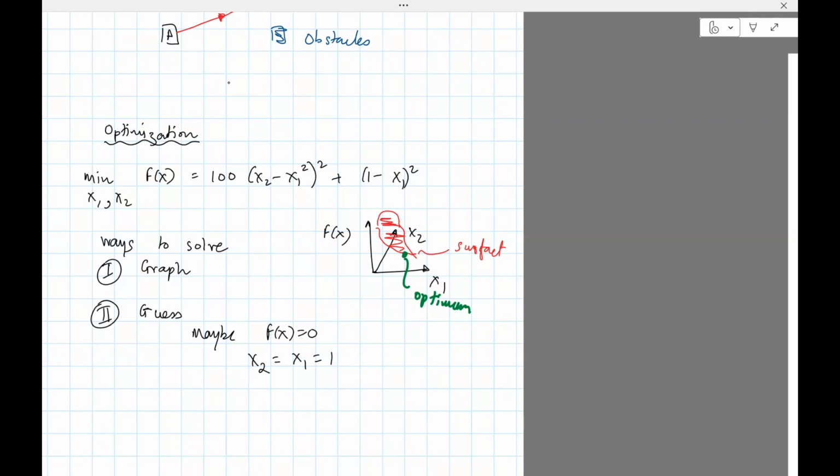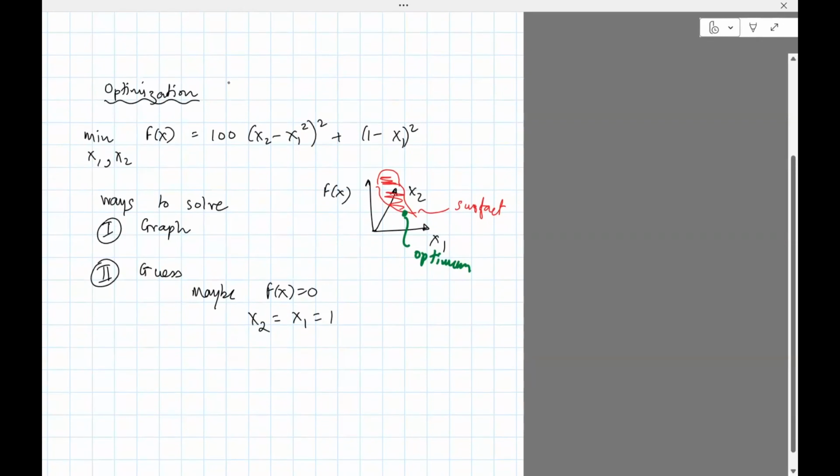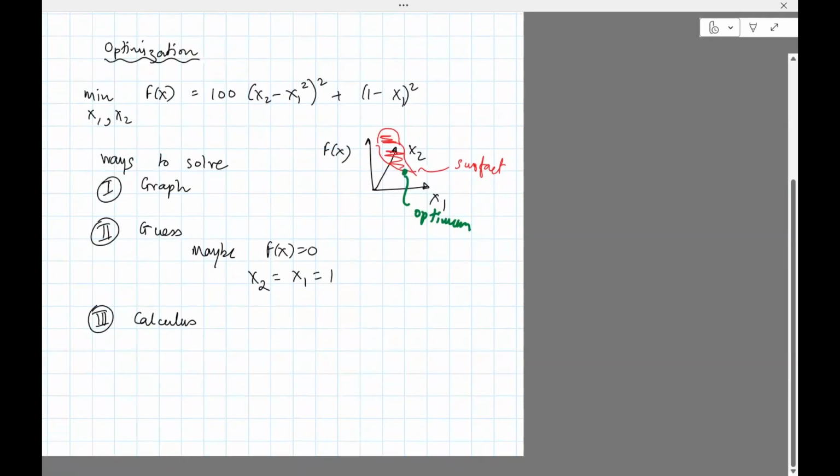But not all problems that you'll get would be of this form, quadratic, sum of squares. A third way is to use what we learn in calculus. You need to compute df dx. That should be 0. That gives the extremum value. So when you do this, you'll see that you'll get x1 equals 1 and x2 equals 1.